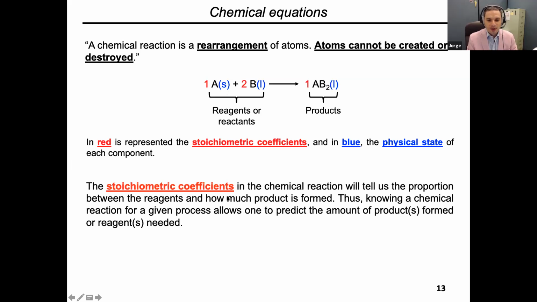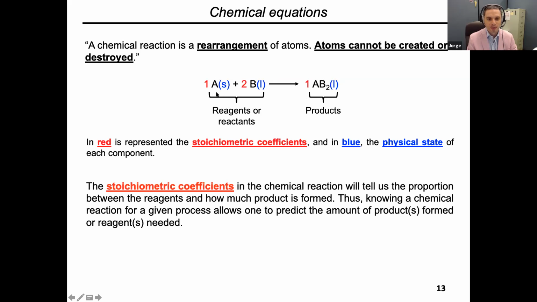The stoichiometric coefficients in the chemical reaction will tell us the proportion between reagents and how much product is formed. Thus, knowing a chemical reaction for a given process allows one to predict the amount of product or products formed or reagent needed. Okay, so look at the chemical reaction as a simple cooking recipe. So this is what you need to start with, and this is your end product.